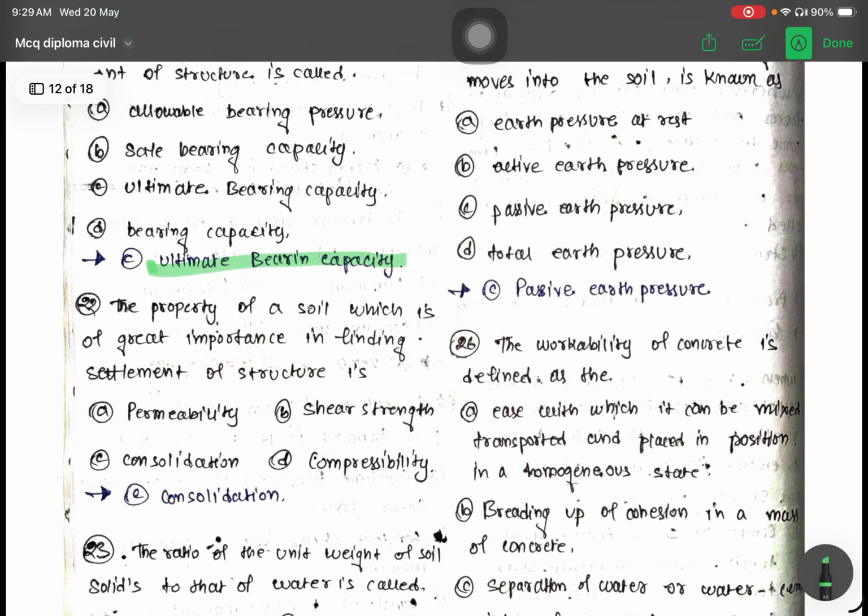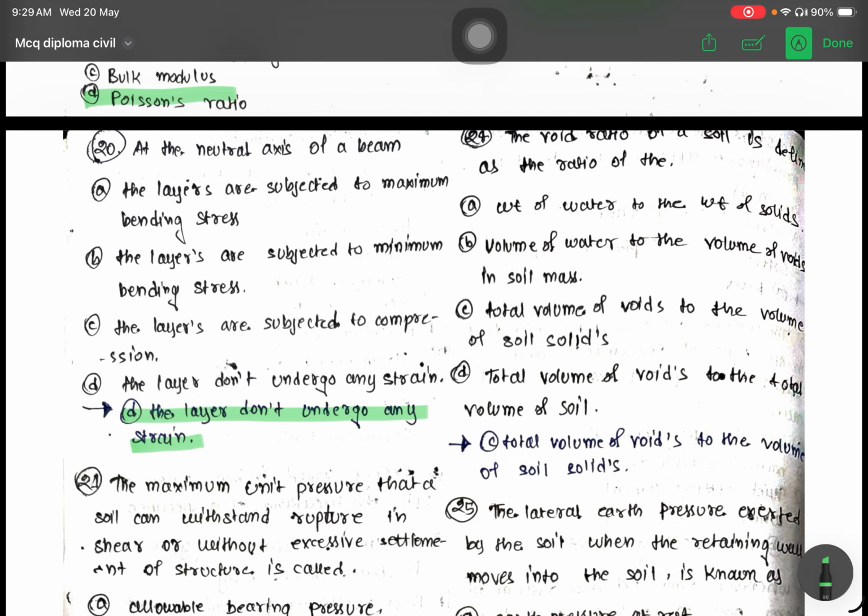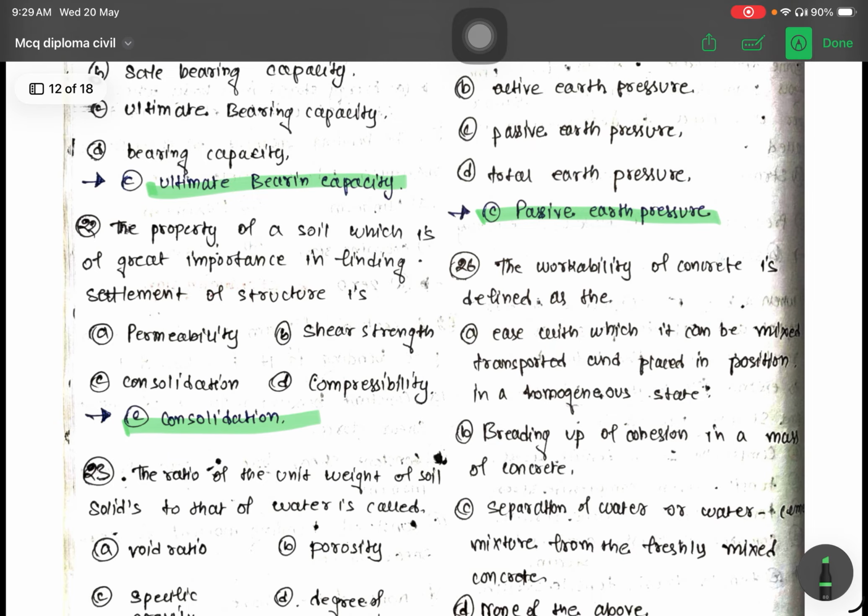The void ratio of a soil is defined as the ratio of total volume of the void to the volume of the soil solids. The lateral earth pressure exerted by soil when retaining wall moves into the soil is passive earth pressure. The workability of the concrete is defined as the ease with which it can be mixed, transported, placed and compacted in a homogeneous state.